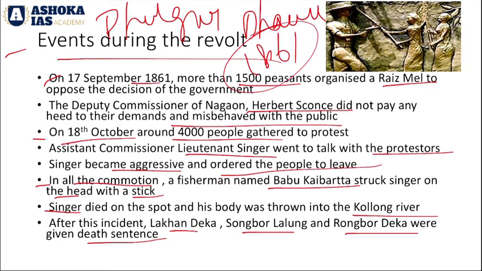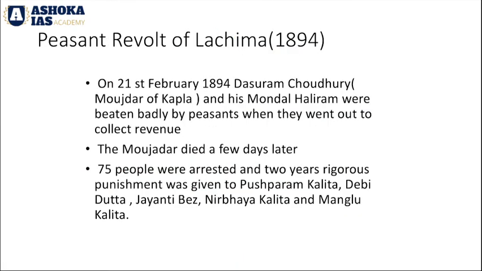Now let us look into the next peasant revolt, that is the peasant revolt of Lasima, which took place in 1894. How did this revolt take place? On 21st February, Dasuram Chaudhary, the Mozadar of Kapla, and his Mondal Holiram were badly beaten by the peasants. Why were they beaten? Because they had gone out to collect revenue.